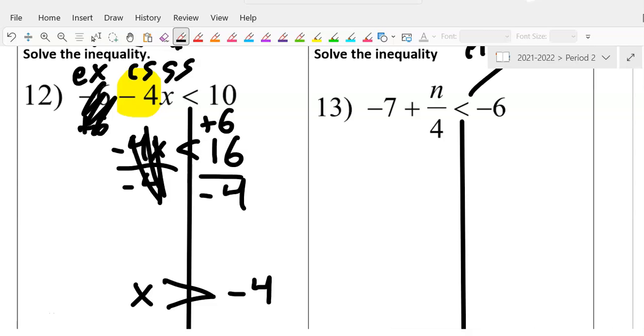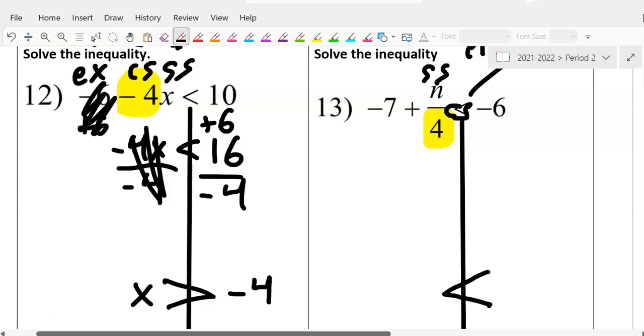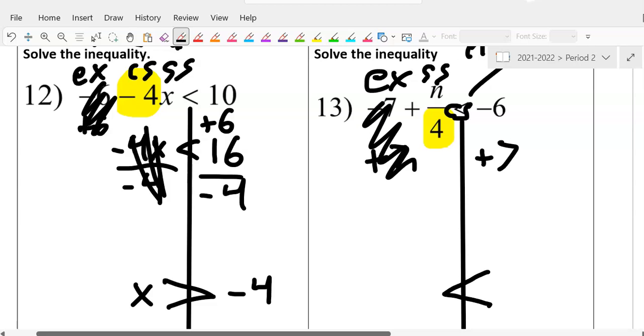First thing we're going to do is look at that co-star. What is the co-star? Four. Four, very good. Is that positive or negative? Positive. Positive, so that means our sign is going to stay the same. Good. All right, now what? Let's just write our superstar, co-star, and extra. Okay, first step. You do positive 7 to get rid of the extra. Yeah, you got it. So positive 7 on both sides. And over 4 is still there.